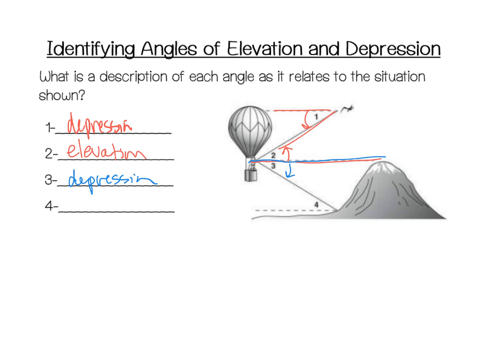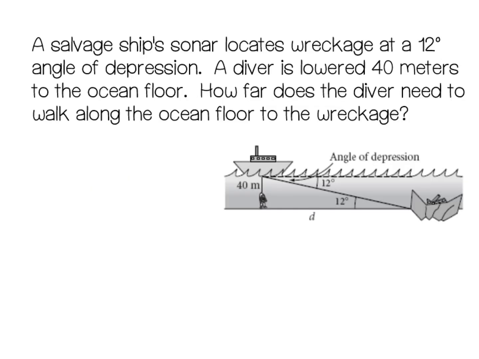And then the last one, start with my horizon. Go to the other leg. That would be going up. So that would be an angle of elevation. All right, so let's give a problem a try here. It says a salvage ship's sonar locates wreckage at a 12-degree angle of depression. A diver is lowered 40 meters to the ocean floor. How far does the diver need to walk along the ocean floor to the wreckage?